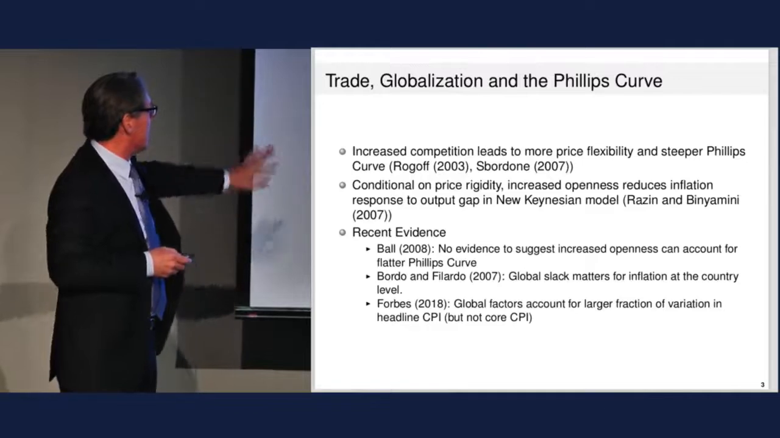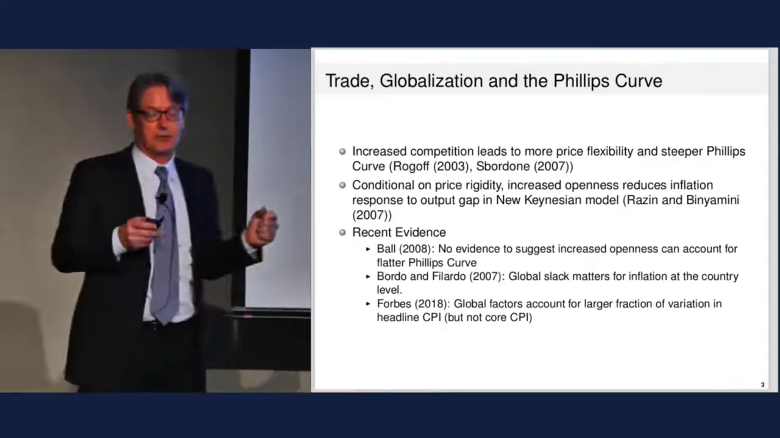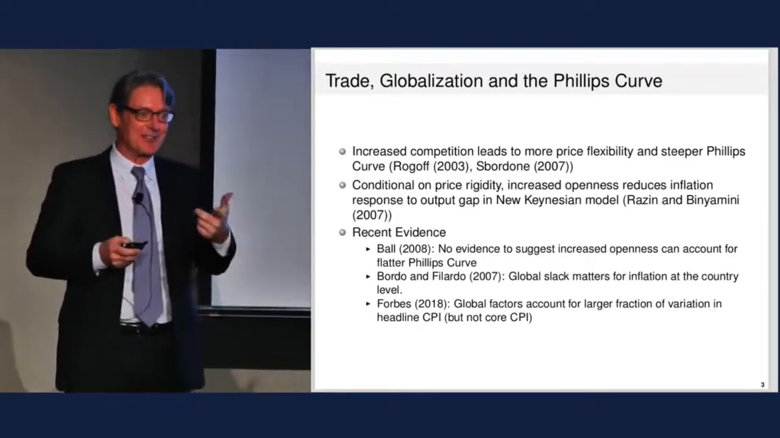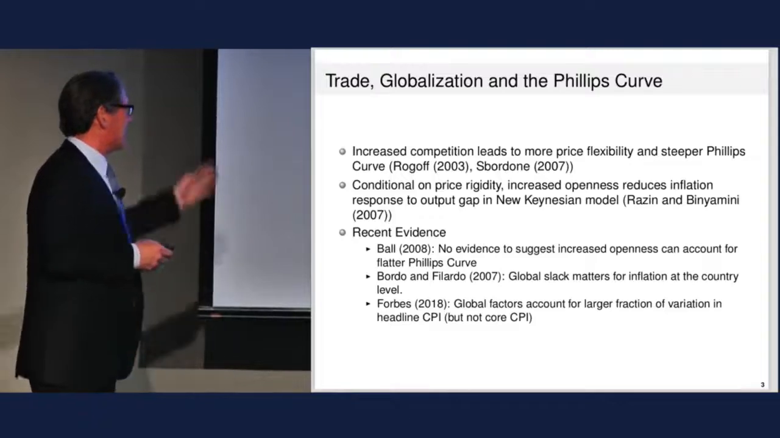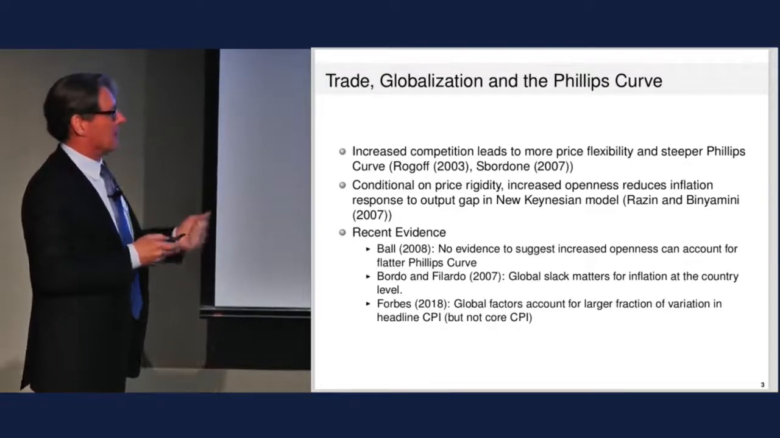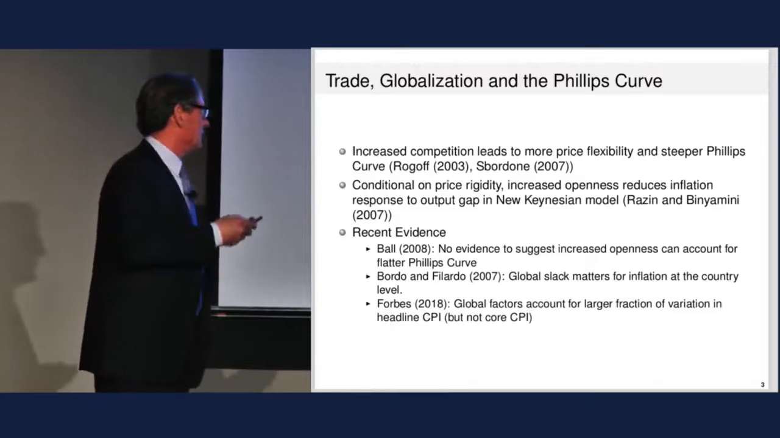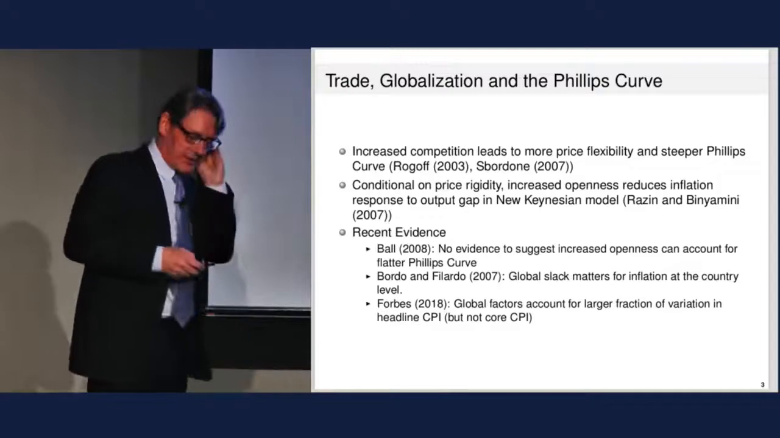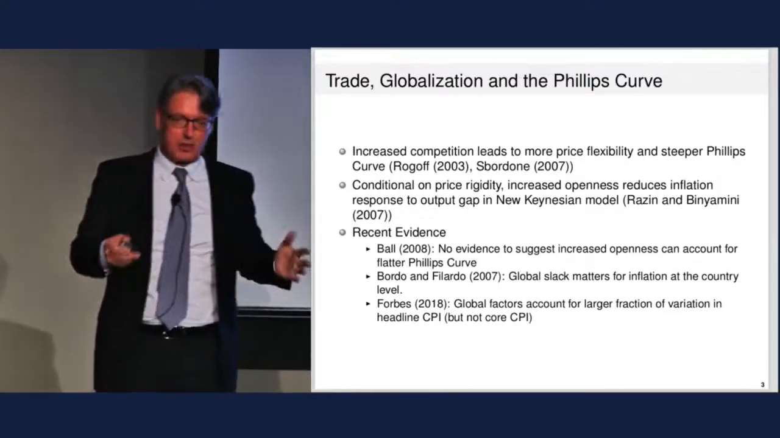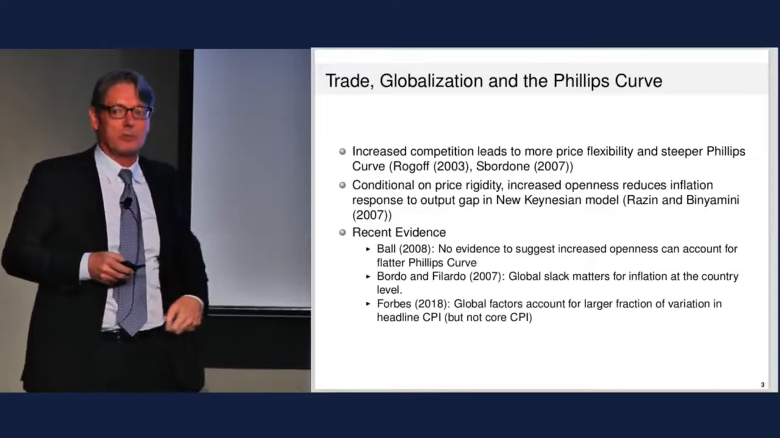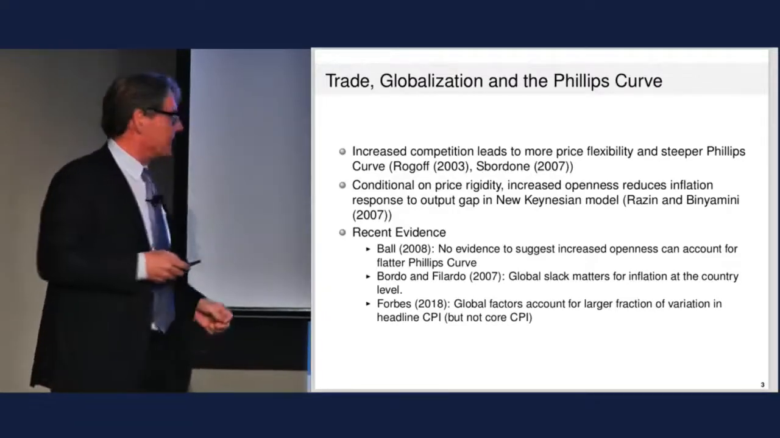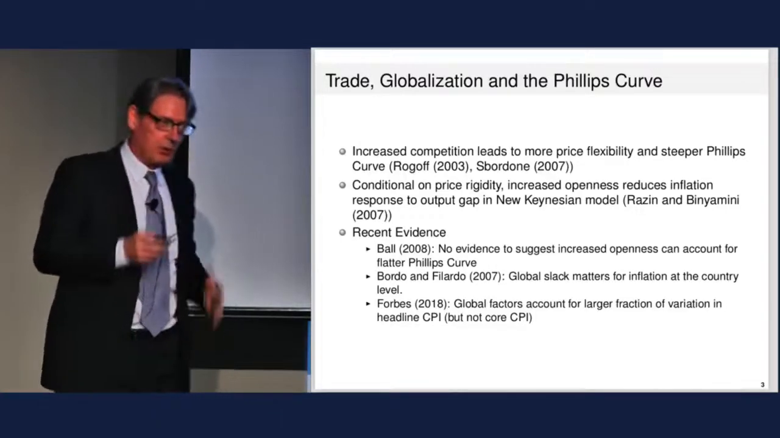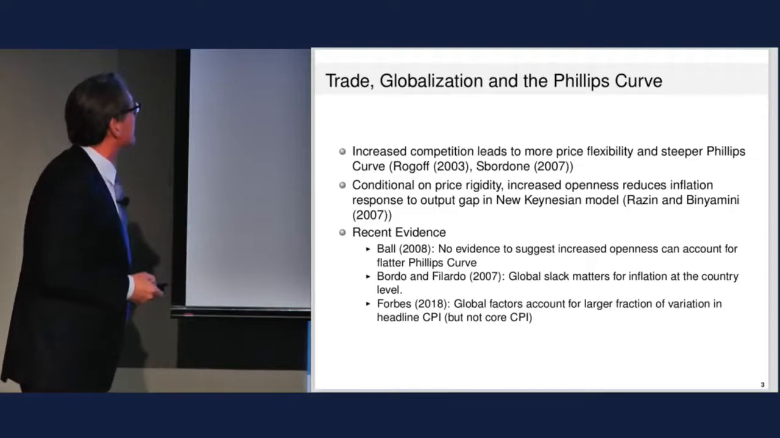Then there is recent evidence on this. Larry has a paper, famously quoted as saying no, no, and no to three questions about globalization. Borio and Filardo think about whether you can put global slack into Phillips curves at the country level and find something. And Kristin Forbes, I summarized her paper as saying that global factors have become more important, but really for CPI headline inflation, and actually less important for core inflation. So I think the evidence here is mixed on this topic.